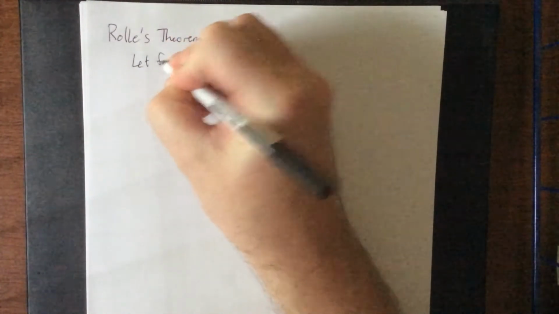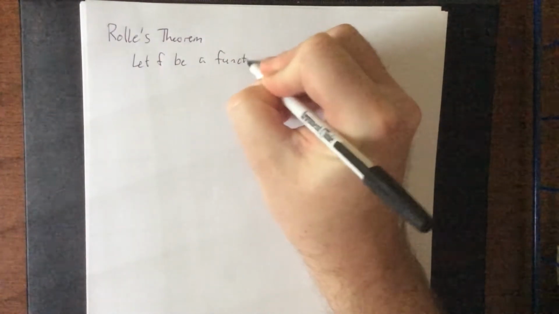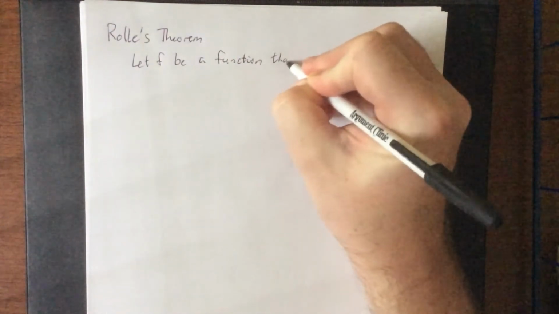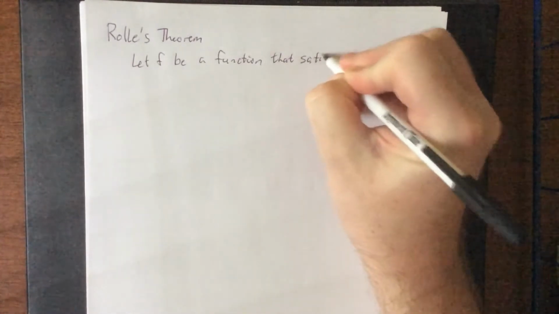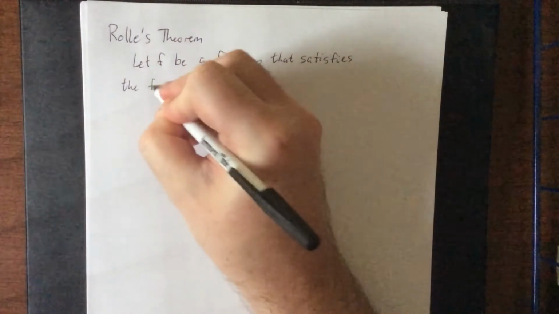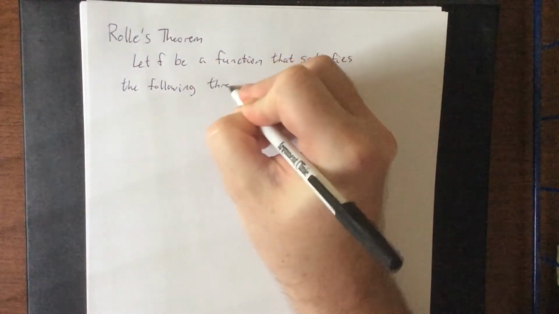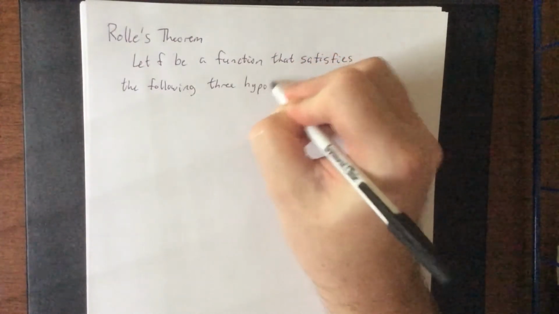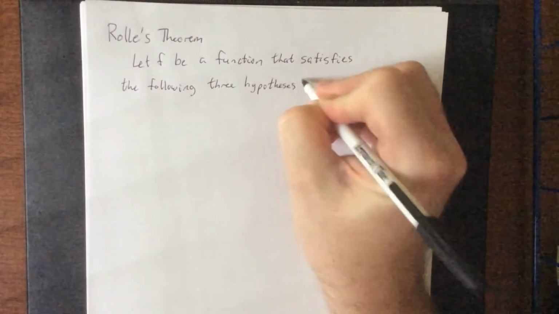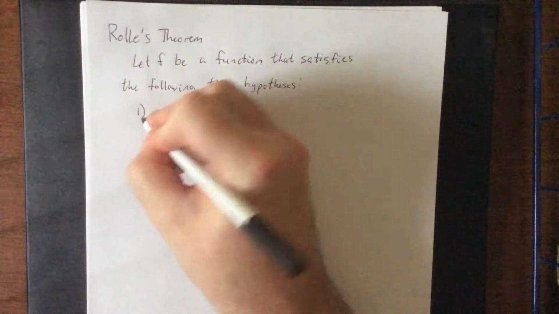So let f be a function that satisfies the following three hypotheses. So the three hypotheses for our function f are the following.